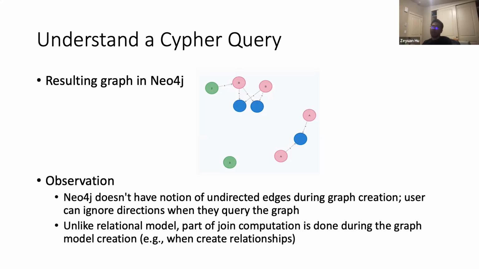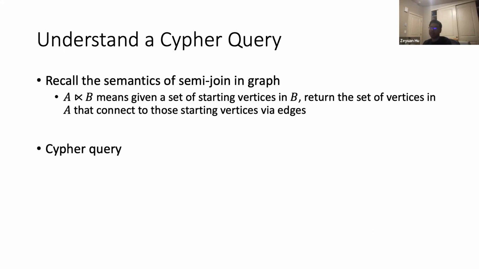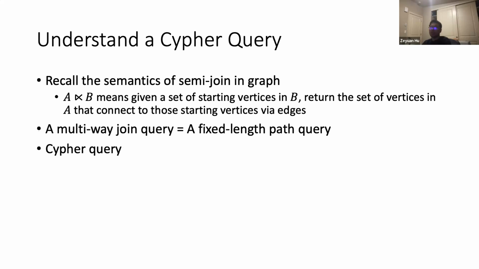The observation is, first, Neo4j doesn't really have a notion of undirected edges during graph creation. The user can ignore directions when they query the graph. And second, unlike a relational model, part of the join computation is done during the graph model creation, when you create relationships. So recall the semantics of semi-join in the graph, meaning that A semi-join B means, given a set of starting vertices in B, it returns the set of vertices in A that connect to those starting vertices via edges. So a multi-way join query is the same as a fixed length path query.